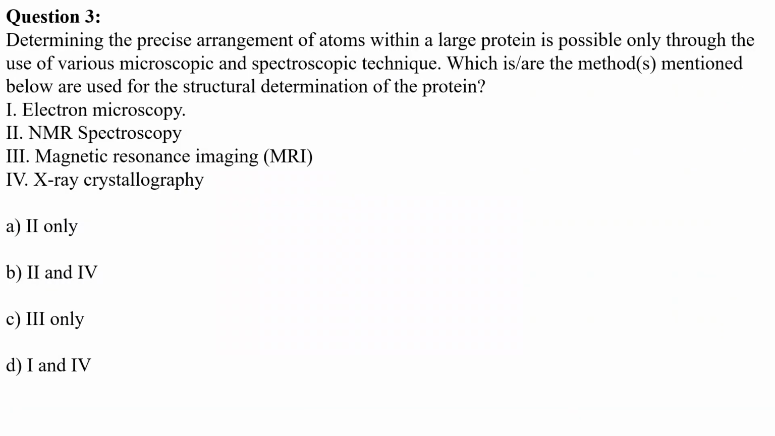So the correct answer for this question is option B, NMR spectroscopy and X-ray crystallography. Till date, these two techniques have been widely used for determining the structure of protein. Especially X-ray crystallography. Most of the protein structures that are there in the Protein Data Bank have been determined using X-ray crystallography. And in this technique, we need to develop crystals of the protein molecule.